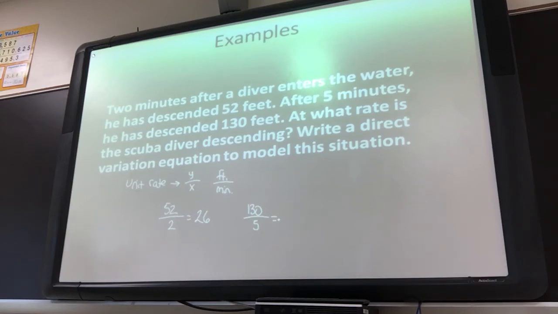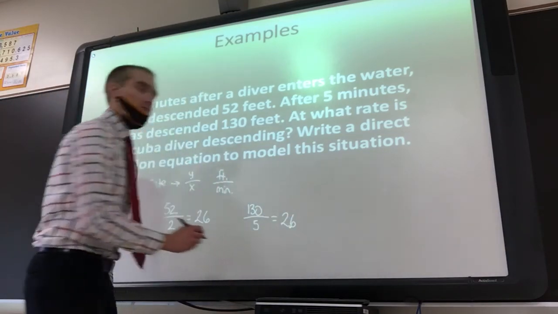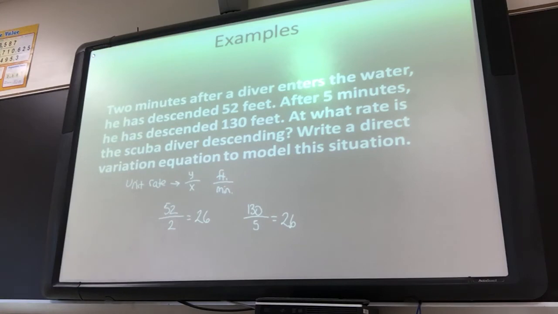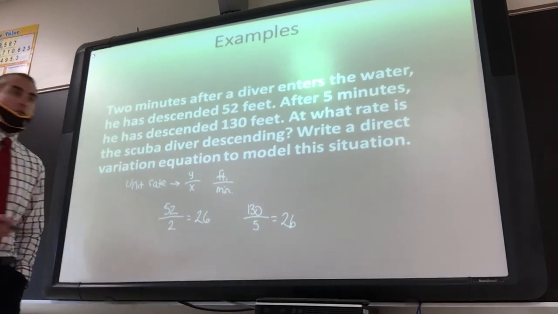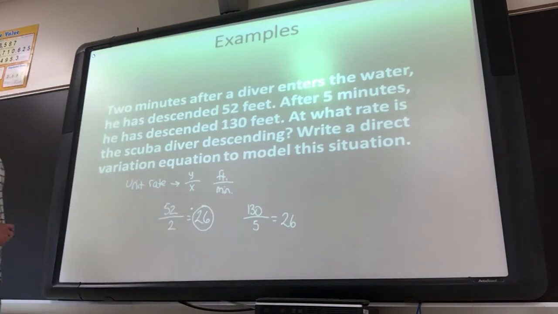26. Should it be the same? Yes. Yeah, it should be. If it's not the same, it's not proportional, or it's not a direct variation. So we want it to be the same. So it is the same, which means the unit rate, or K, equals 26.